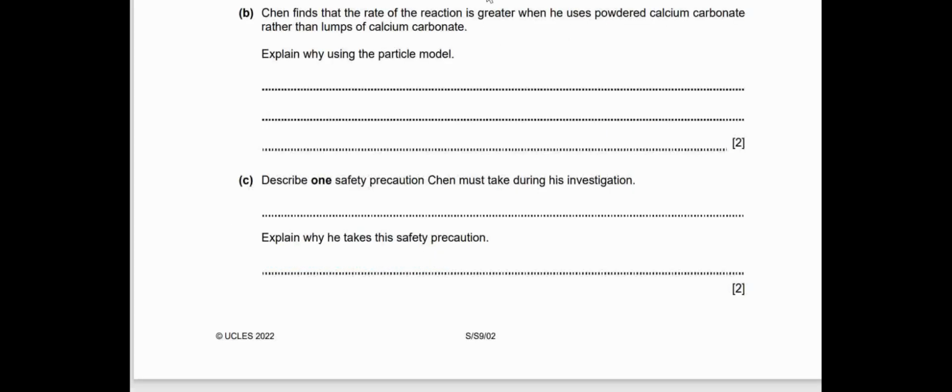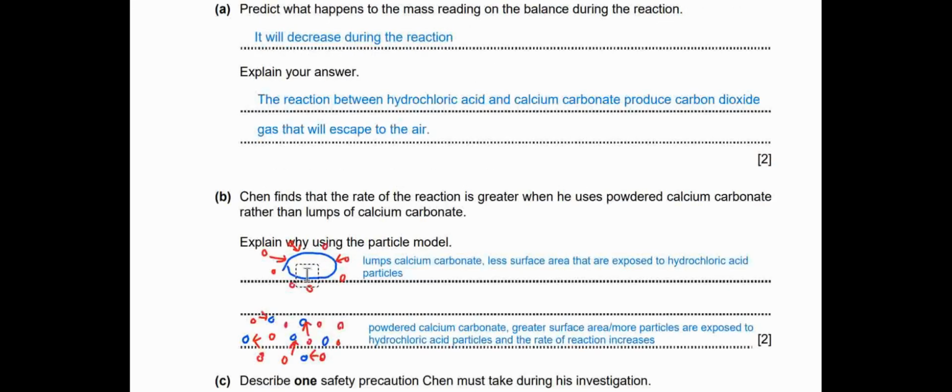Next. He finds that the rate of reaction is greater when he uses powdered calcium carbonate rather than lumps of calcium carbonate. Explain why using the particle model. So we just draw these lumps. This is a powder in blue.